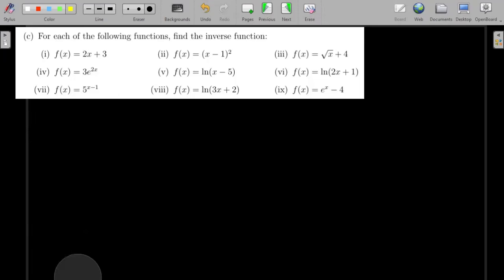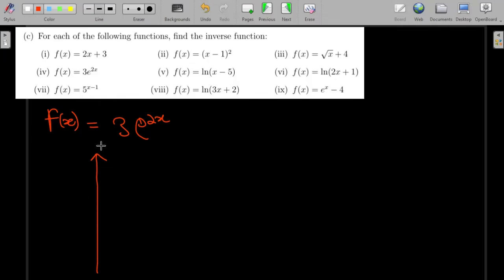Okay, we go to 4. I'm drawing the graphs there so that we can easily see what we are doing. For 4, we have f of x is equal to 3e to the power 2x. How does the sketch of this look? The sketch is not even difficult.